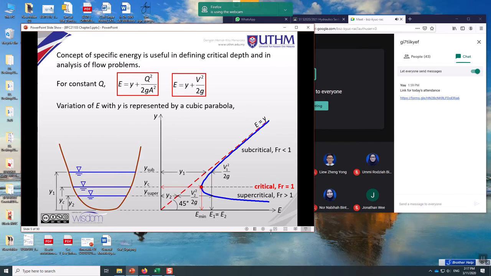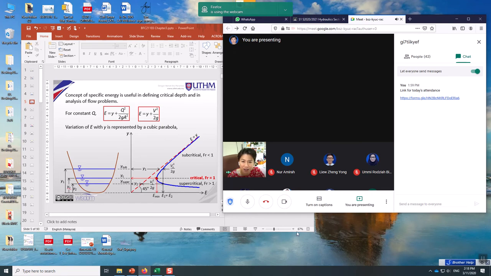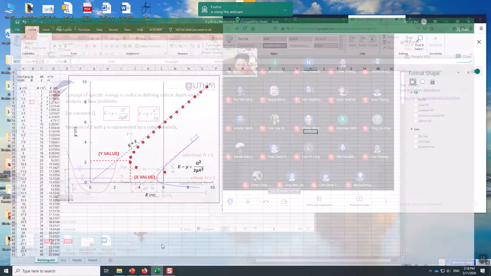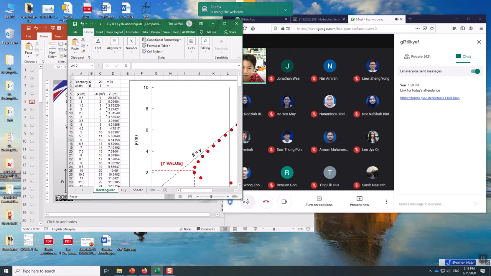You know what? To make things clearer, let me plot the graph E to Y. Now let's call this graph that I plot, Y against E, the E-Y graph. All right. Let's look at my Excel graph here.